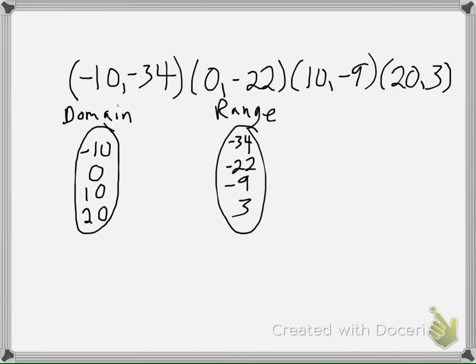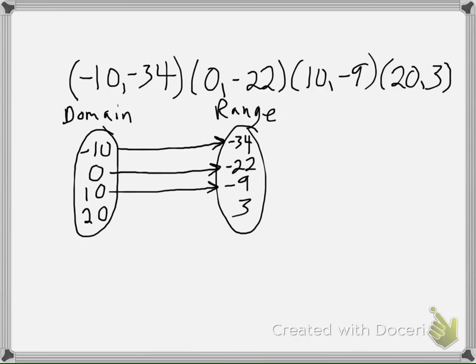Then you draw a line going from the domain to the range. -10, that x value, the input -10 gives us the output -34. The input 0 gives us the output -22. 10 gives us the output -9, and 20 gives us the output of 3. So as we can see by our lines, each input goes to only one output.